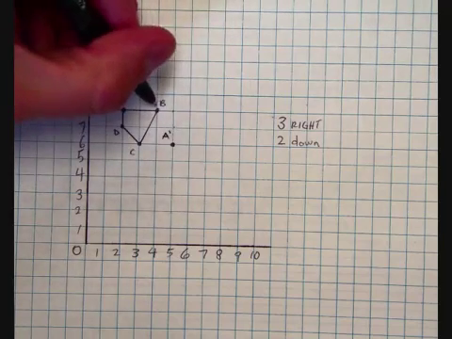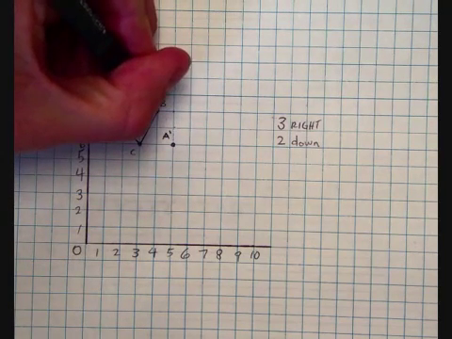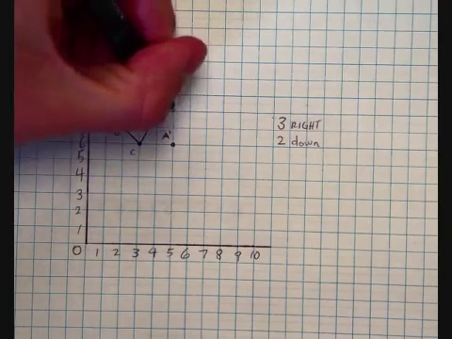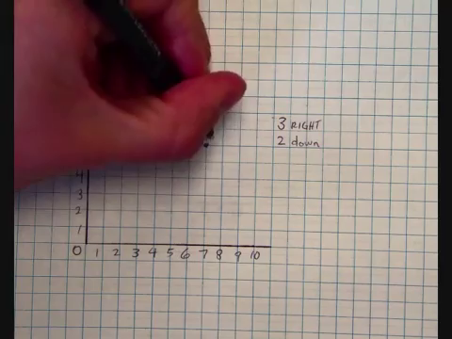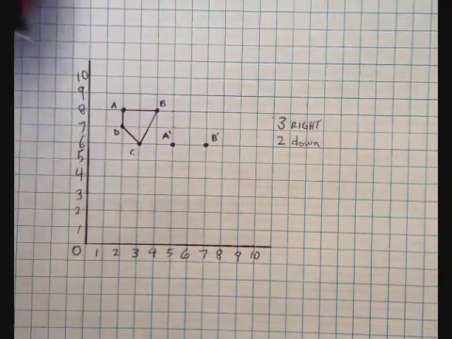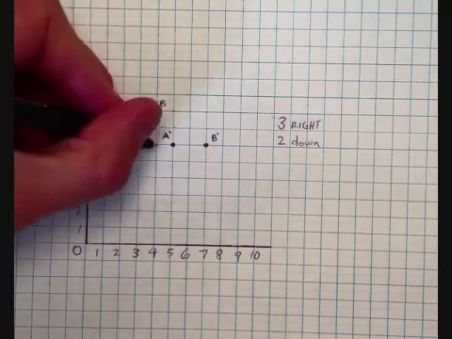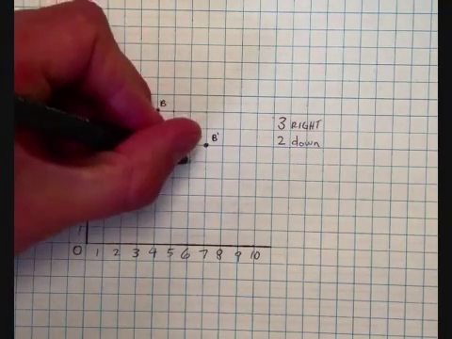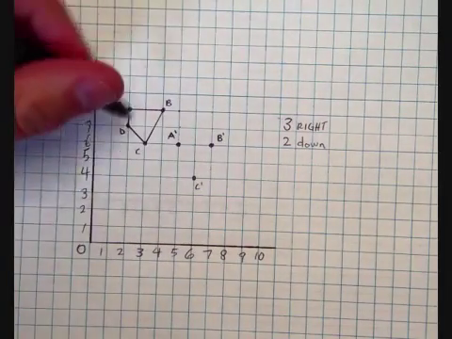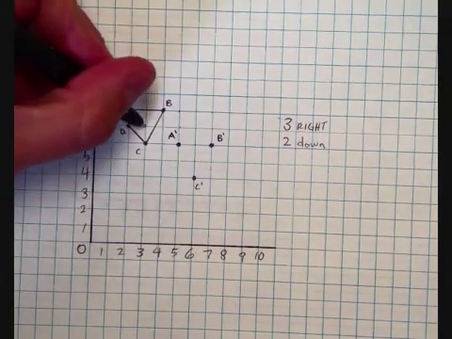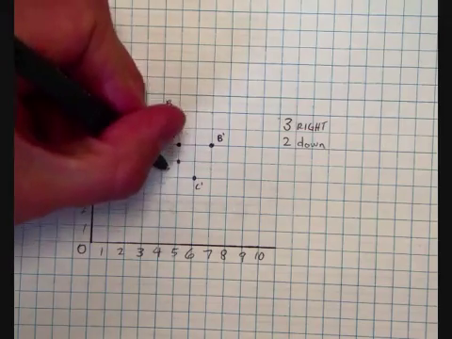Next, I'm going to do the same thing with my B point. I'm going to move it 3 spaces right and then 2 spaces down. 1, 2, 3, 1, 2. This is my new B point, and again I'll call this B prime to show that it's an image, not the original figure. Same thing with our C. 1, 2, 3, 1, 2. Here's our C prime, and then D. 1, 2, 3, 1, 2. And this is D prime.